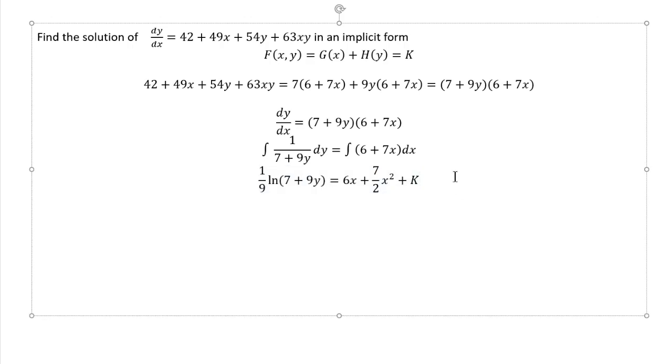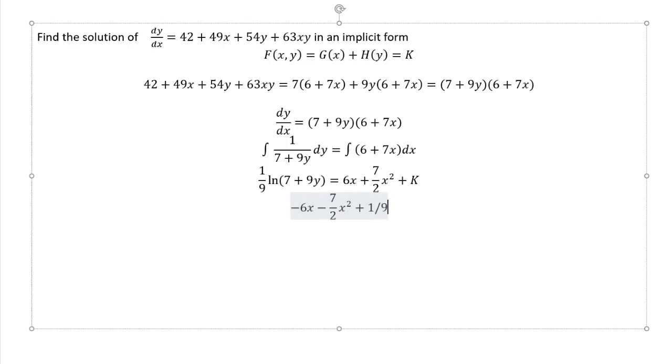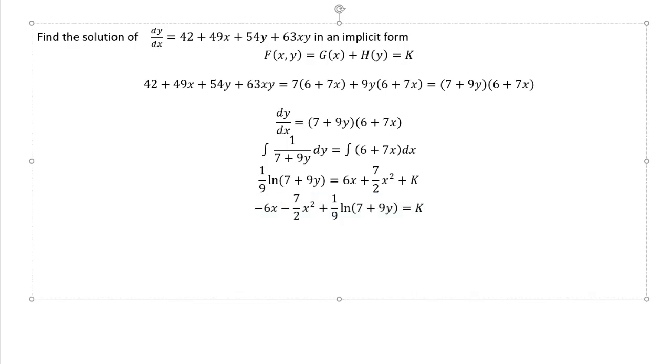And then in order to put this into this format, I guess this is a function of x, so that should go to the left side. And let's see what that gives us. It's going to give us negative 6x minus 7 over 2 x squared plus 1/9 ln of (7 plus 9y) equal to k. And that's it. That's the final answer.